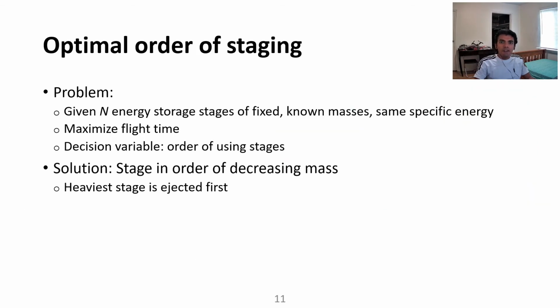We will now consider our second optimal staging problem, which is, given n energy storage stages of known masses, how can we maximize the flight time with respect to the order in which we use these stages? The solution turns out to be a simple one. We should stage in order of decreasing mass, that is, the heaviest stage needs to be ejected first.